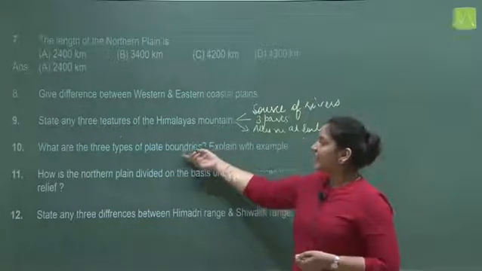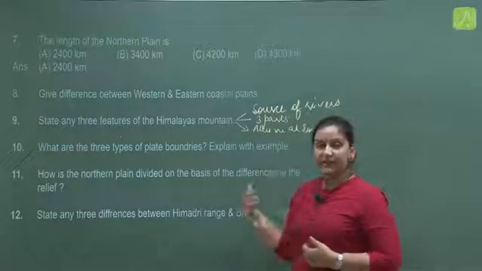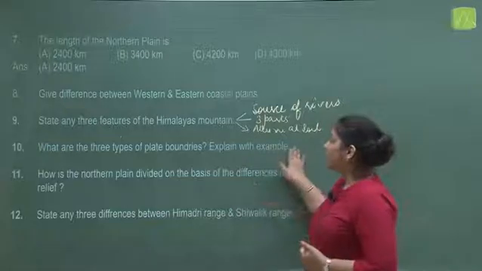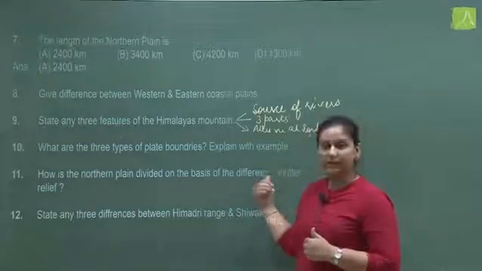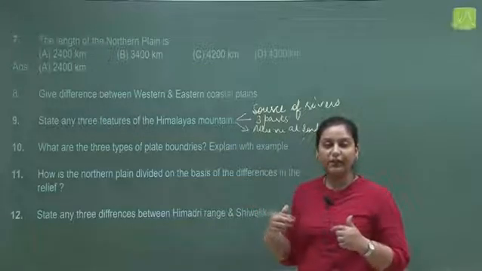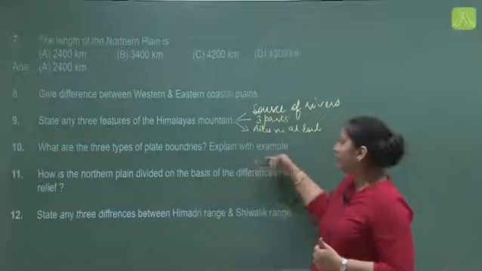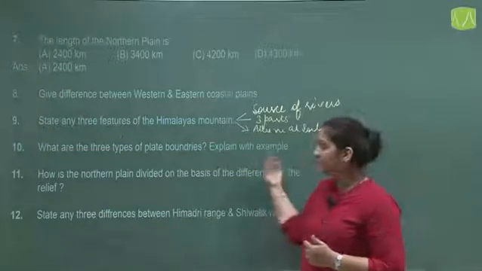You have to describe 3 types of plate movements or boundaries. Here you will describe convergent, divergent and transform plate movements. You can write with examples that convergent movement led to formation of Himalayas, divergent movement led to formation of the plateau region and the block mountain region, and the transform movement leads to tremors and earthquakes.